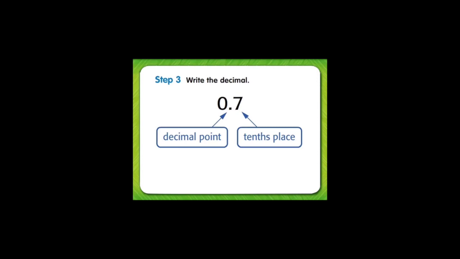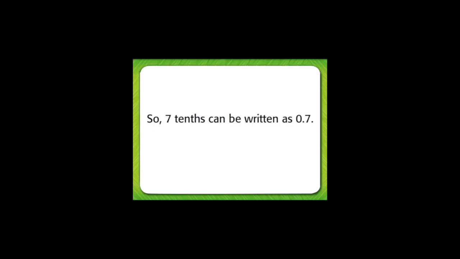Finally, we can write the decimal. The 7 is in the tenths place. The ones place and tenths place are separated by a decimal point. So 7/10 can be written as 0.7.